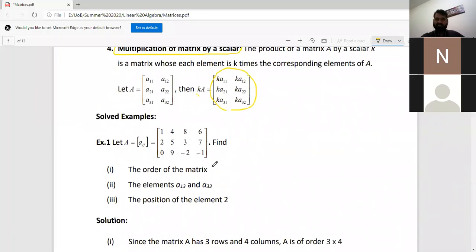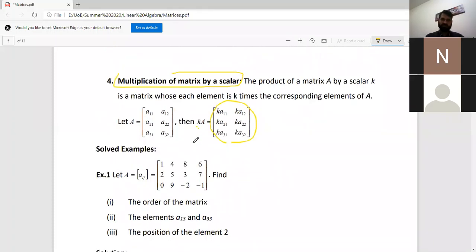A matrix A is given. The first question is, what is the order of the matrix? Can you write or say the order of this matrix? How many rows are there? 3. And how many columns? 1, 2, 3, 4 columns. So it means the order of the matrix is 3 by 4.